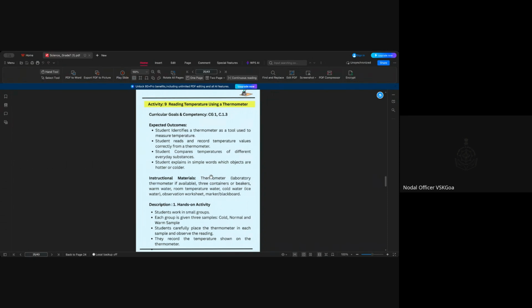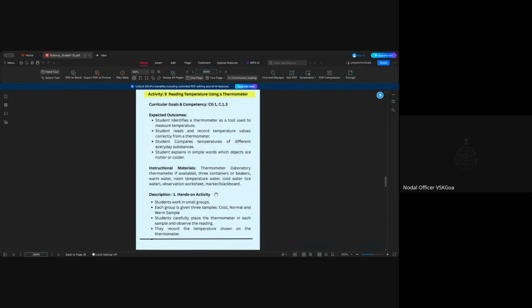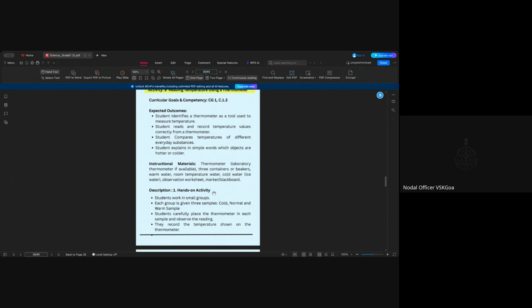Okay, so a laboratory thermometer is required. Again, this particular activity can be done in the laboratory with a group of students. That will be well suited for this particular task. Okay, so in the first step, a group of students can be made, and each group can be given different samples, and they need to carefully place the thermometer in each sample and observe the reading. Okay, so give them a free hand, let them try to do it in their own way.